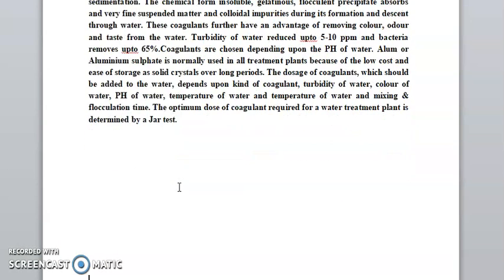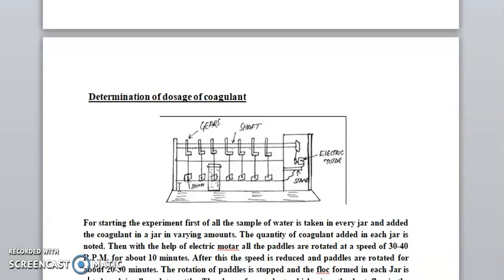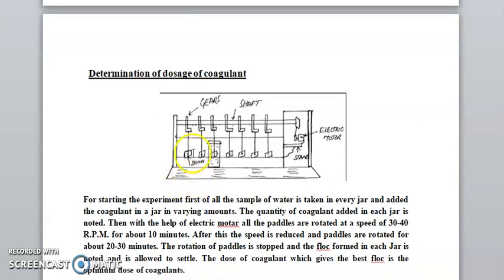Now we go for the determination of the dosage of the coagulant. This is the jar test. We can see the 7 jars: 1, 2, 3, 4, 5, 6, 7. It will rotate. Here only one jar is shown, but it is 7 jars. Different coagulants are added. For the starting of the experiment, first, samples of the water are taken in every jar, and coagulant is added in varying amounts. The quantity of coagulant added to each jar is noted.